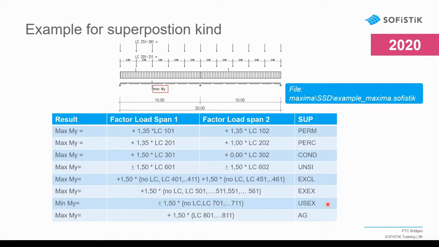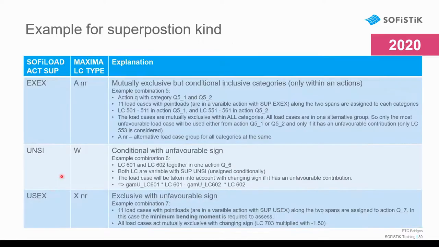To understand the next superposition type, which is the extended exclusive with unfavorable sign, you need to imagine again 11 load cases. Also now, try to imagine that instead of the maximum MY bending moment, we are looking for the minimum MY bending moment at this particular cross section. So again, we have 11 and just 11 load cases with a 5 kN point load. The load case numbers start from 701 and end at 711. All of these 11 load cases are now assigned to action Q_7. So if the superposition type is set to USEX, it means exclusive with unfavorable sign.